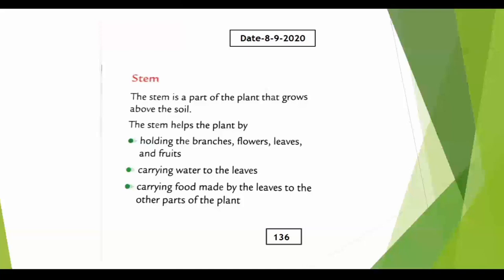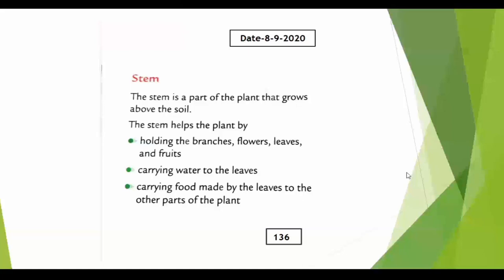Let us move on to the stem. I will repeat the spelling, which is written in red. You all are going to repeat after me. S-T-E-M, stem. Again, S-T-E-M, stem. The stem is a part of the plant that grows above the soil. This is the answer for the question. If the teacher asks, what is stem? You are going to answer: the stem is a part of the plant that grows above the soil.